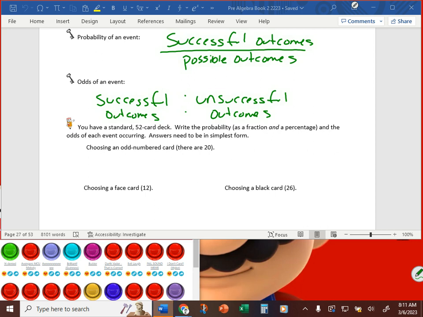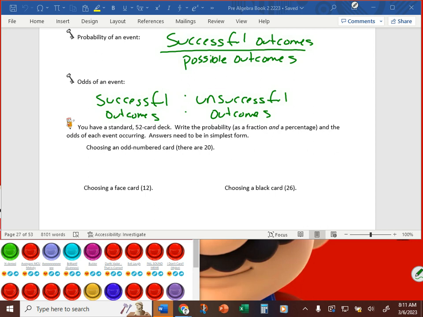Okay? So it's not written as a fraction, so it's not a part of a whole, right? Probability formula, successful outcomes is a part divided by the possible outcomes, part and whole. Ratio compares part to part, successful to unsuccessful. It tells you how many you want and then how many you don't want, instead of how many you want over what could happen.